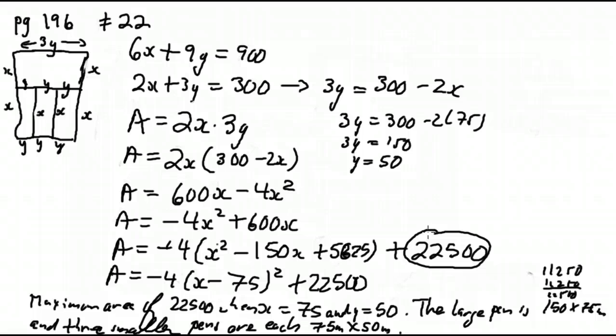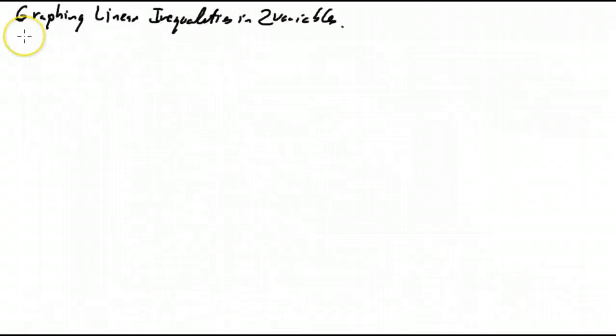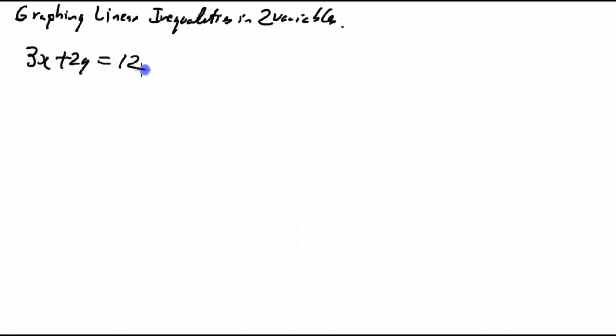Okay, the next thing we did, and now for something almost completely different, is graphing linear inequalities in 2 variables. Okay, so graphing linear inequalities in 2 variables, you'll remember we did a worksheet on this. And the idea really is to graph the linear equation. That's an equation in x and y, right? A straight line. So it could be something like 3x plus 2y equals 12.